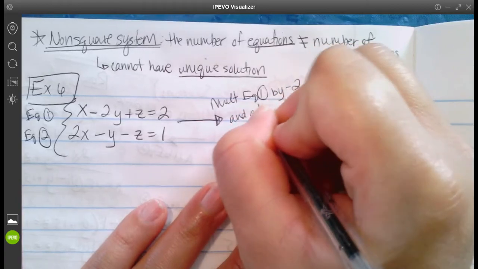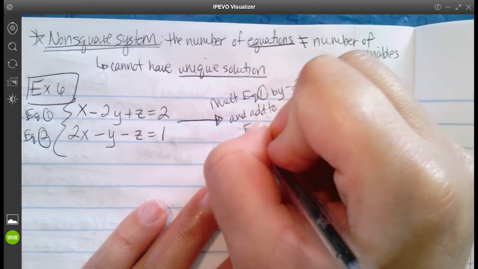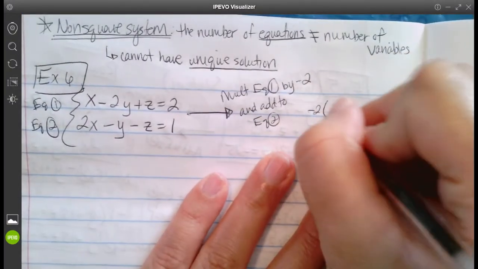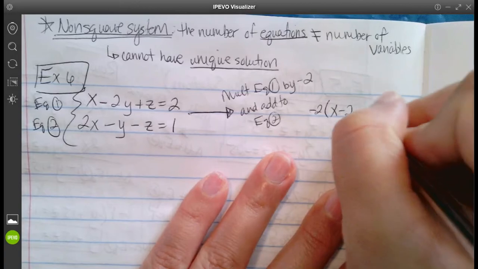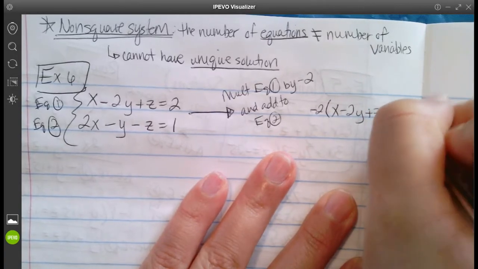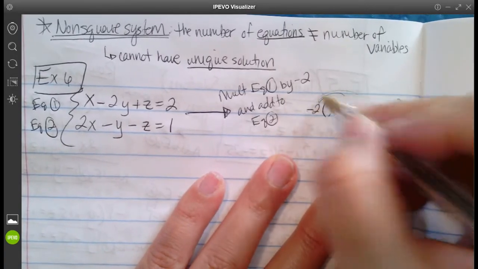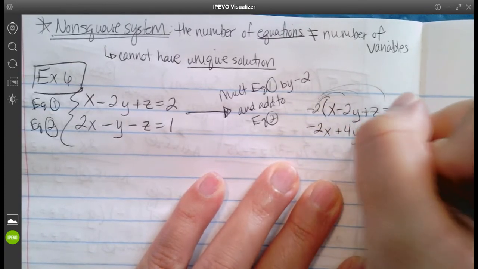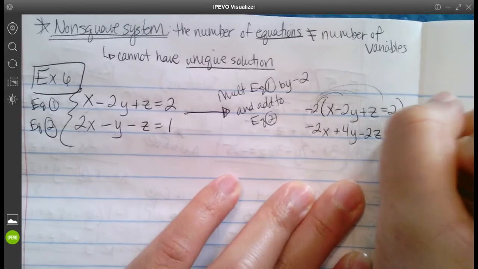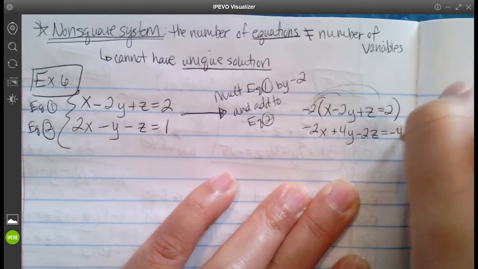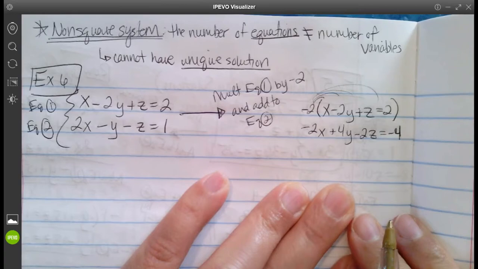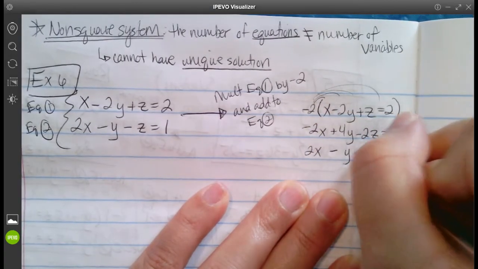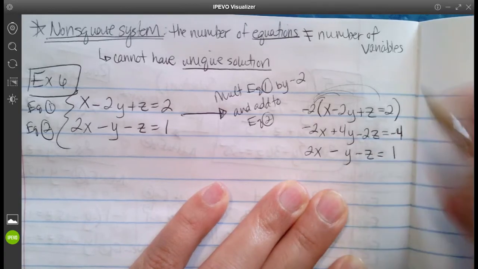And add to equation 2. So negative 2 times x minus 2y plus z is equal to 2. Distribute gives me negative 2x plus 4y minus 2z is equal to negative 4. Okay, and I'm going to bring over this equation, so 2x minus y minus z is equal to 1.